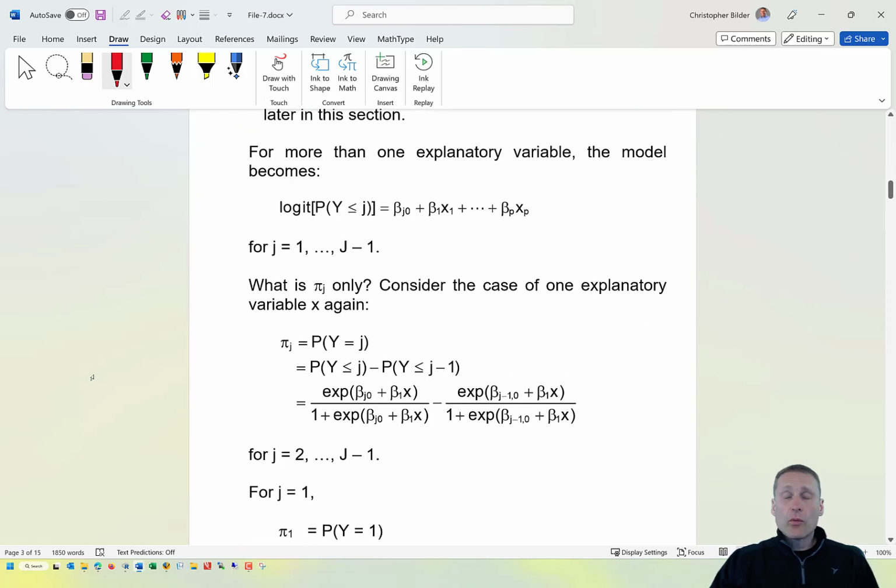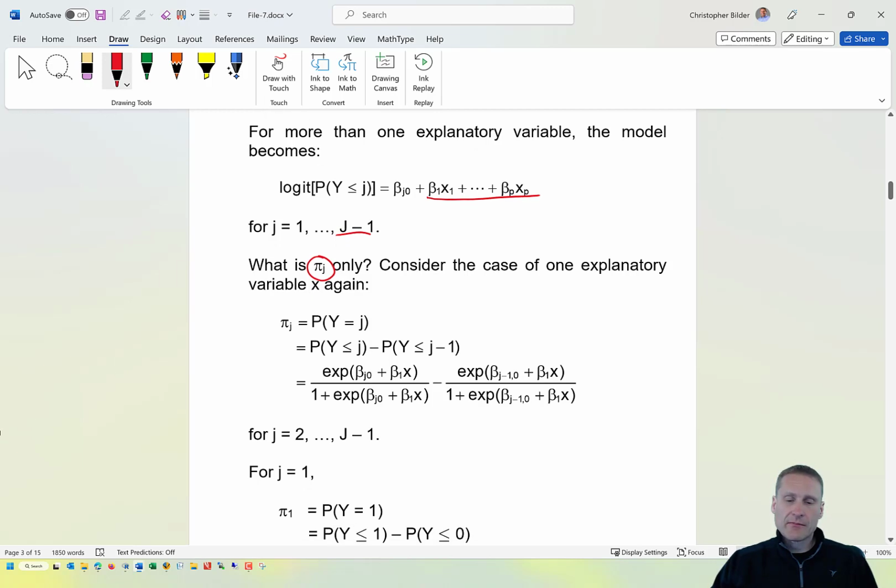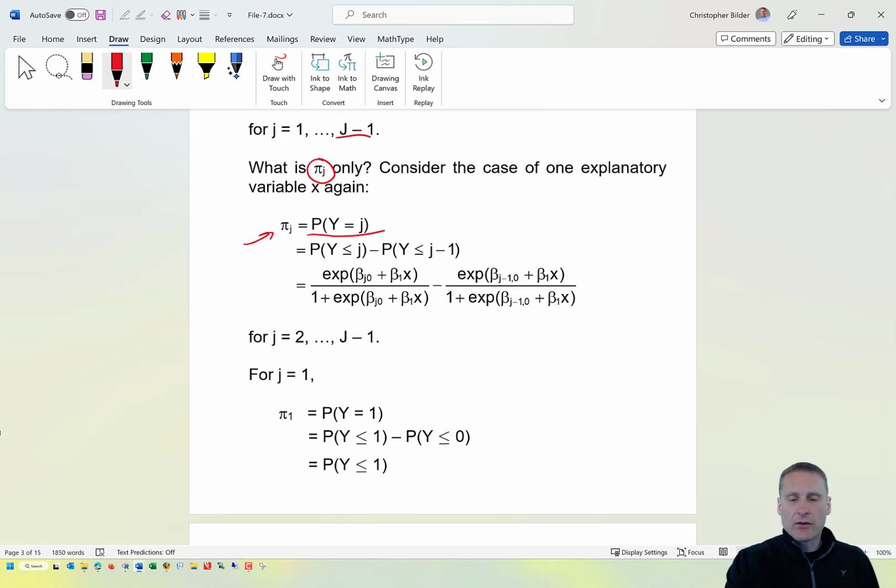Now, what happens if you have more than one explanatory variable? Well, as you might expect, you just add the corresponding beta and x terms to your model. Again, remember, this is only up to capital J minus 1. Well, what is then also pi sub little j here in the context of our regression model? We took some time to talk about that for a multinomial regression model before. Here's how you can do this for a proportional odds regression model. Well, pi sub j, what is that? Of course, it's just the probability that y is equal to j. So we could rewrite this in terms of cumulative probabilities: the probability y is less than or equal to j minus the probability y is less than or equal to j minus 1. Then this just gives us this one case where y is equal to j.